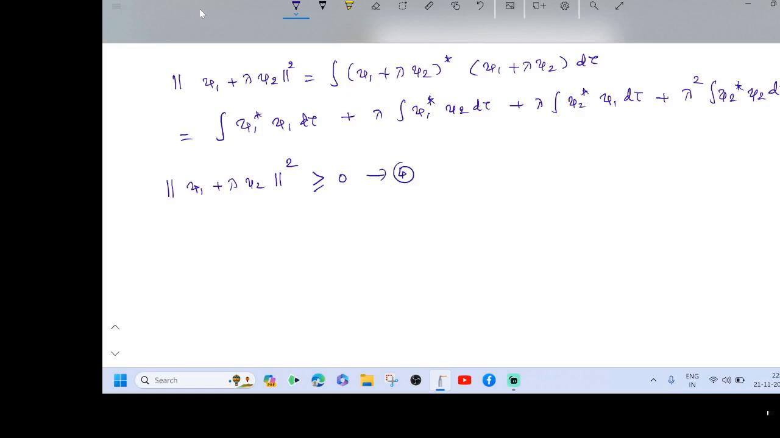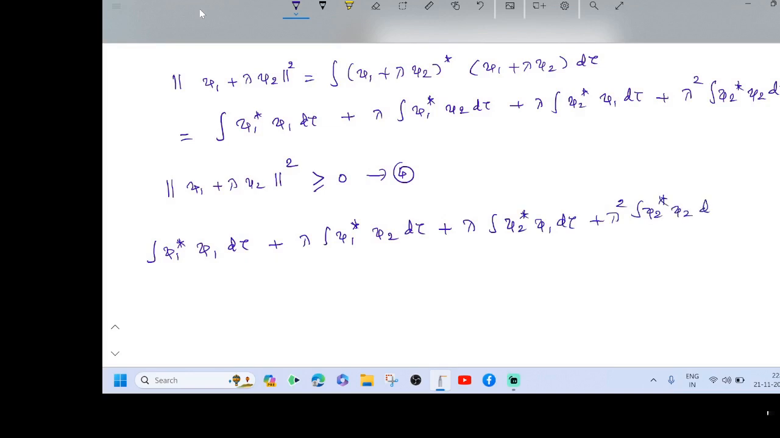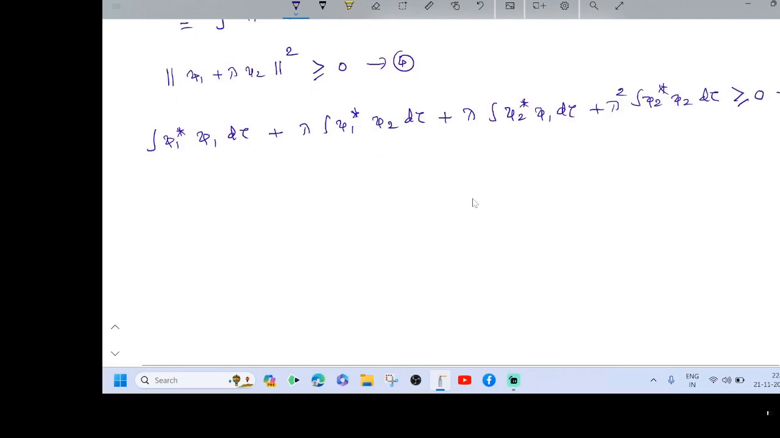Now equation 4 becomes psi 1 star psi 1 d tau plus lambda into psi 1 star psi 2 d tau plus lambda into psi 2 star psi 1 d tau plus lambda square psi 2 star psi 2 d tau is greater than or equal to 0. This is equation 5. We have just substituted the value of norm square of psi 1 plus lambda into psi 2. Now we have to modify this.